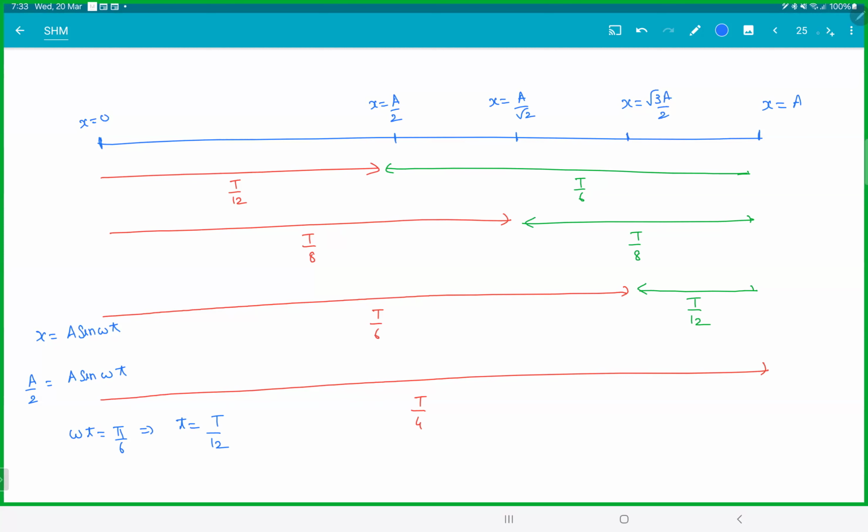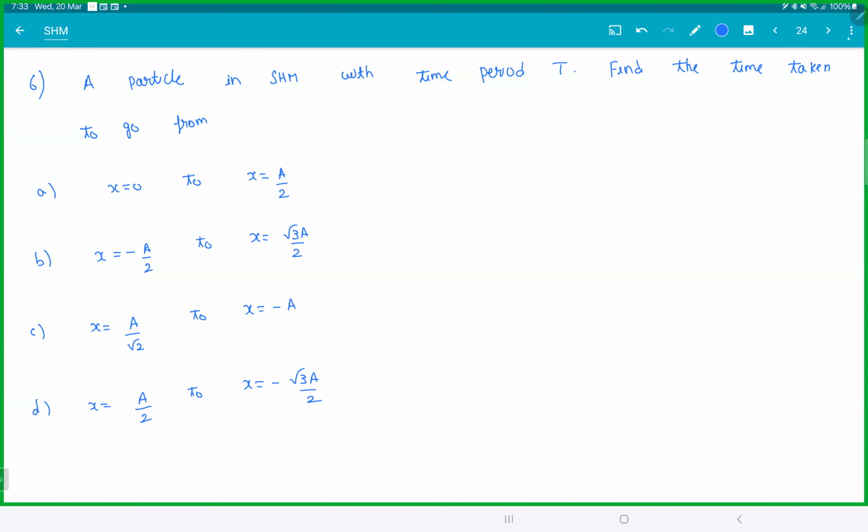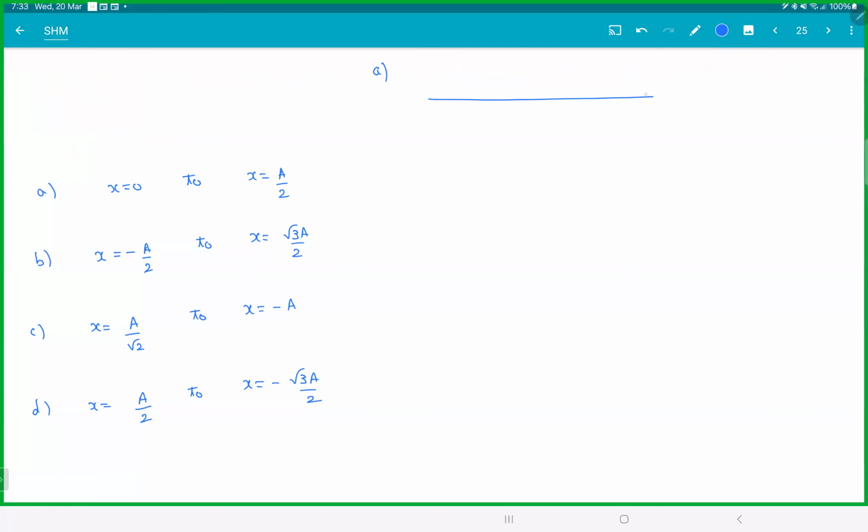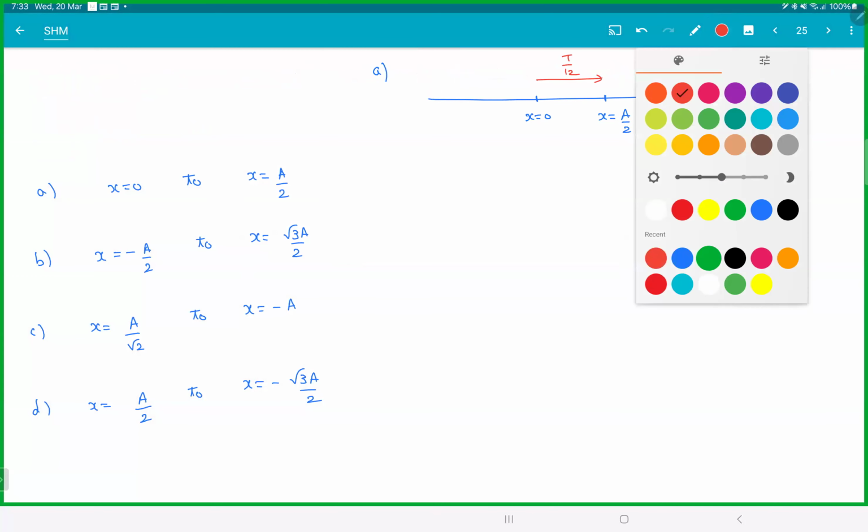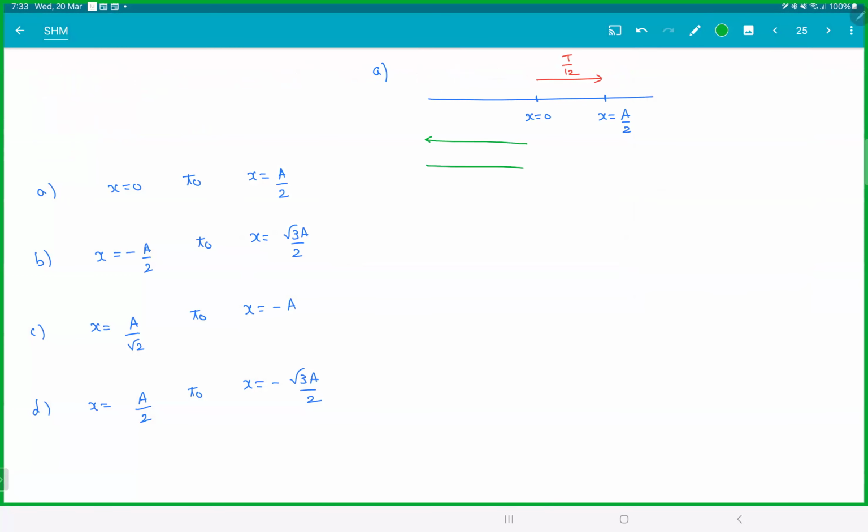Now see, what is the first one? 0 to a/2. Now the problem here is I didn't give you properly. One, you could have gone directly. In that case, the answer is T/12 and you're done. Second possibility, it could have gone backward, then gone like this, then like this. So this will be T/4, T/4, and T/12. So the second answer is T/2 plus T/12, that is 7T/12. I didn't say how you are traveling.